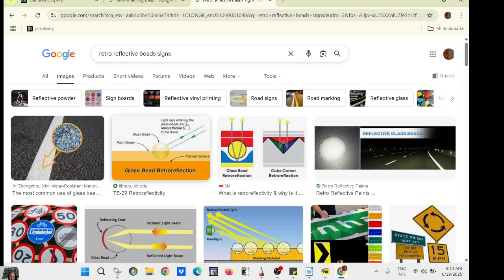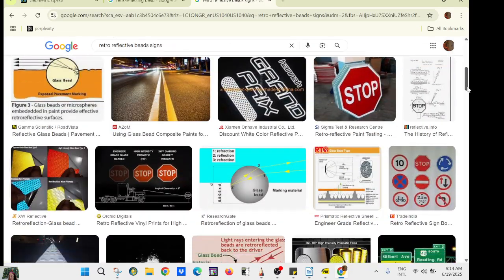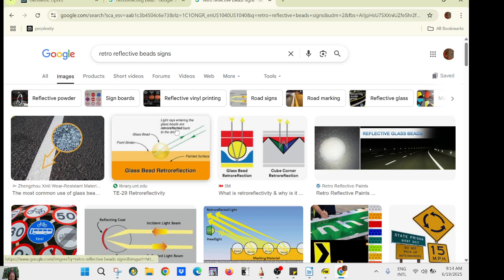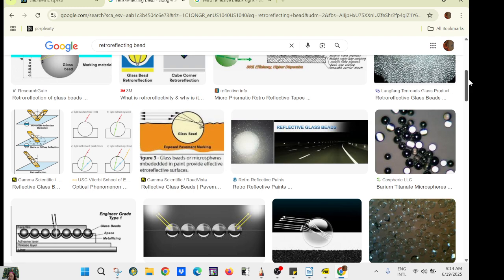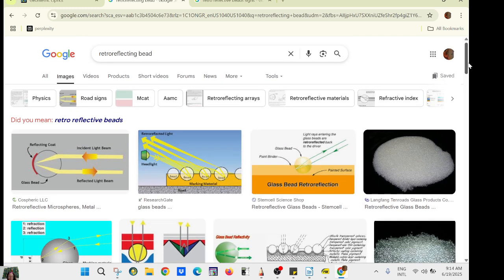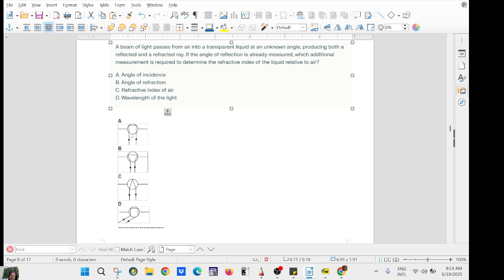Same thing here. So they are called retro-reflecting beads, little beads that make up the material. I don't know if I have a picture of the beads. Maybe not, but you see how it's being reflected in the same direction as the incidence ray. So these are little beads. Here you have a picture of them. They are very tiny, very small. Okay, so they ask you which one will make sense.